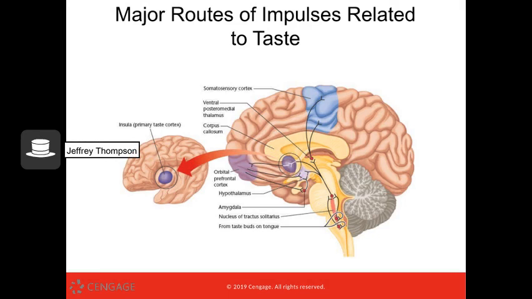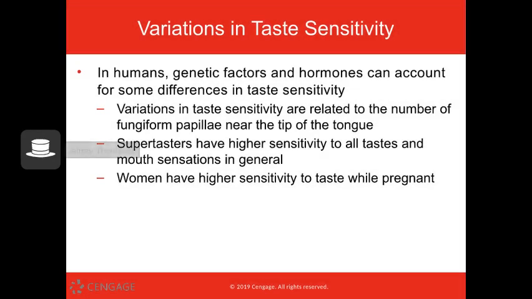So our thalamus and cerebral cortex receive impulses from both the left and right sides of the tongue. And here you can see the insula, or our primary taste cortex. So differences in how we perceive taste can be related to a lot of different things. One, we have taste sensitivity, which is going to be related to the number of fungiform papilla near the tip of the tongue. Genetic factors and hormones can also affect this.